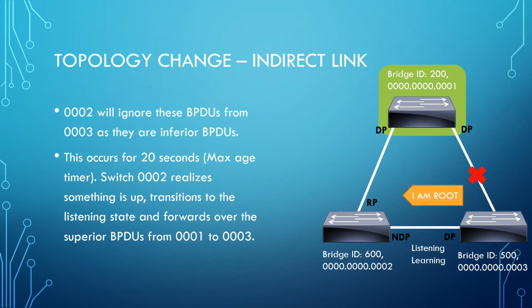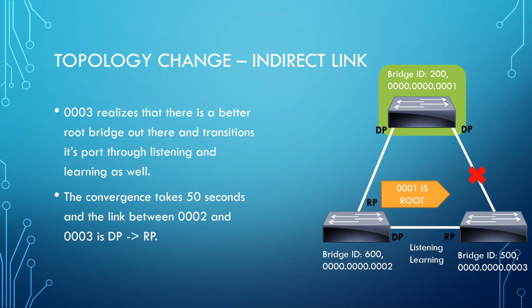So 002 will just ignore these BPDUs as they are inferior BPDUs. After 20 seconds, the max age timer, if a device receives inferior BPDUs for the duration of that timer, once it has expired, then switch 002 realizes something is up. He is going to transition to the listening state, and he's then going to forward a superior BPDU over to 003, saying, look, buddy, I think you're a bit confused. You're saying that you're the root, but there's actually a better root bridge already in our network topology. Then, after going through the listening and learning phase, they both go through the states, etc.